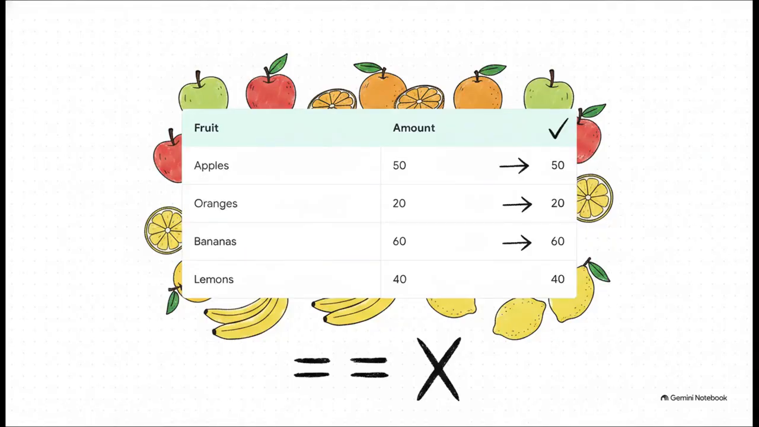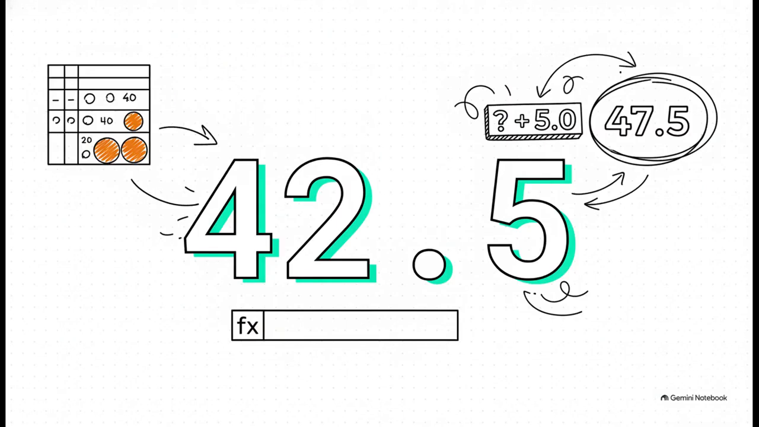Imagine you're tracking your fruit inventory. You've got 50 apples, 20 oranges, 60 bananas, and 40 lemons. To find the average amount of fruit across these four categories, we just apply our new formula right to that continuous block of numbers. And there's our answer, 42.5.